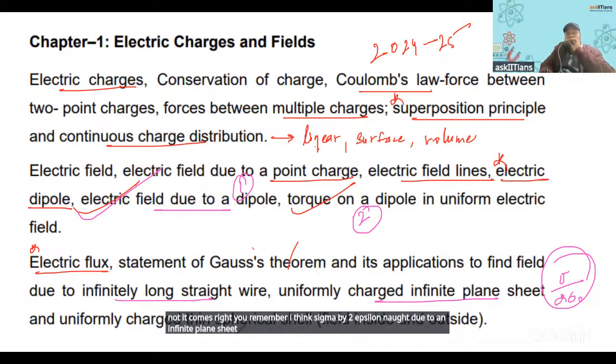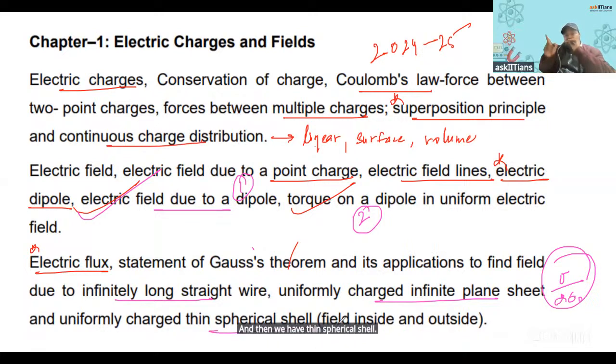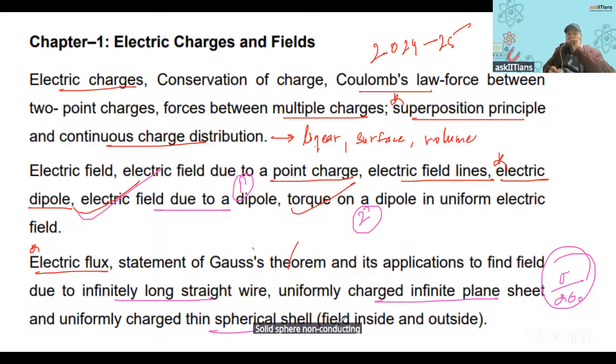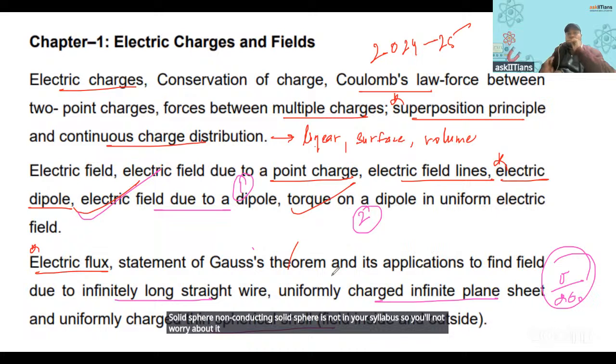And then we have thin spherical shell. Solid sphere is not in your syllabus. Solid sphere, non-conducting solid sphere is not in your syllabus. So you'll not worry about it. At this time, don't read anything apart from the syllabus. So derivations are very important. Got it?